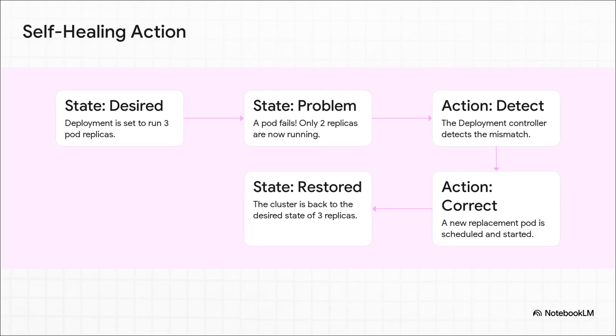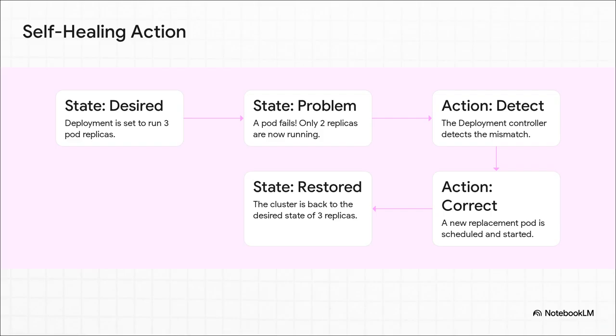And this is where the real magic happens. Because that deployment is constantly watching, it's comparing your desired state, 3 replicas, to the actual state. So, the moment one of those pods crashes and the current state drops to 2, boom, the deployment sees that mismatch, and without any human needing to lift a finger, it instantly spins up a new pod to get things back to the way they should be. That is self-healing in action.